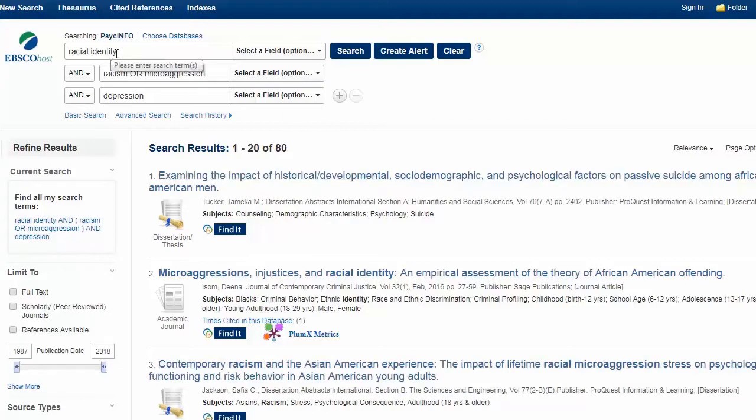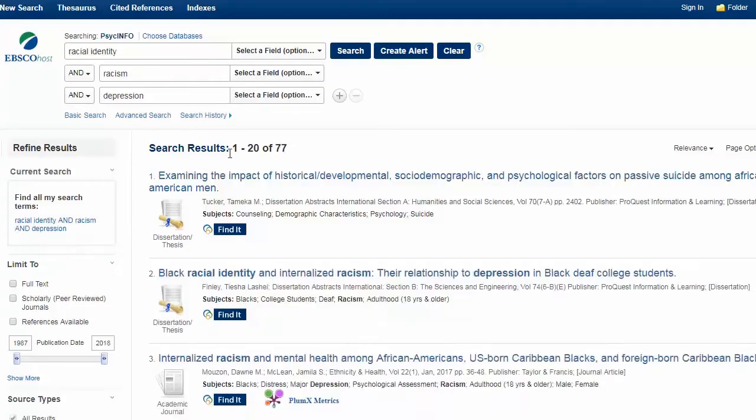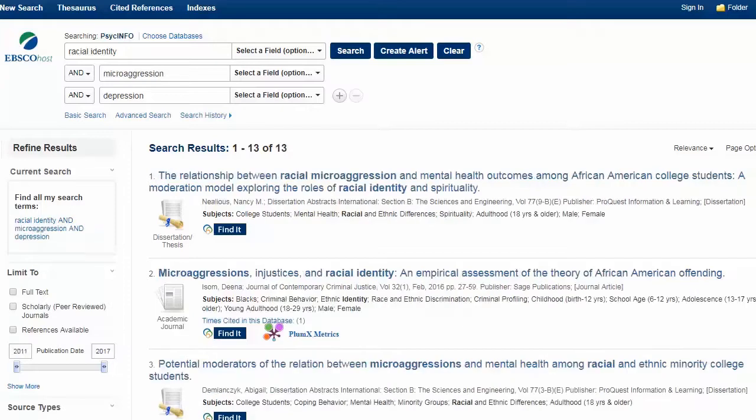I can do racial identity, racism, or microaggression in this box, and then run depression, and then I get 80 results. Now I realize that racism and microaggression aren't total synonyms, but they are related terms, and you may be looking at both of them at the same time. And so this is a situation where OR is very useful because it took two individual searches and ran them as one.